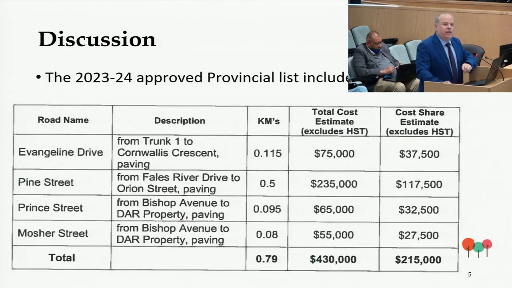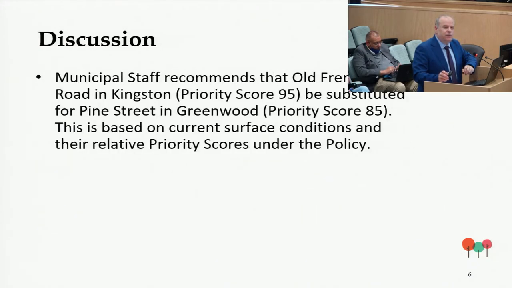So the 2023-24 fiscal year approved listing, 0.79 of a kilometer, is Evangeline Drive from Trunk 1 to Cornwallis Crescent, Pine Street from Fales River Drive to Orange Street, Prince Street, and Mosier Street. And you can see that the total estimated cost is $430,000, and our share without HST on it is $215,000.